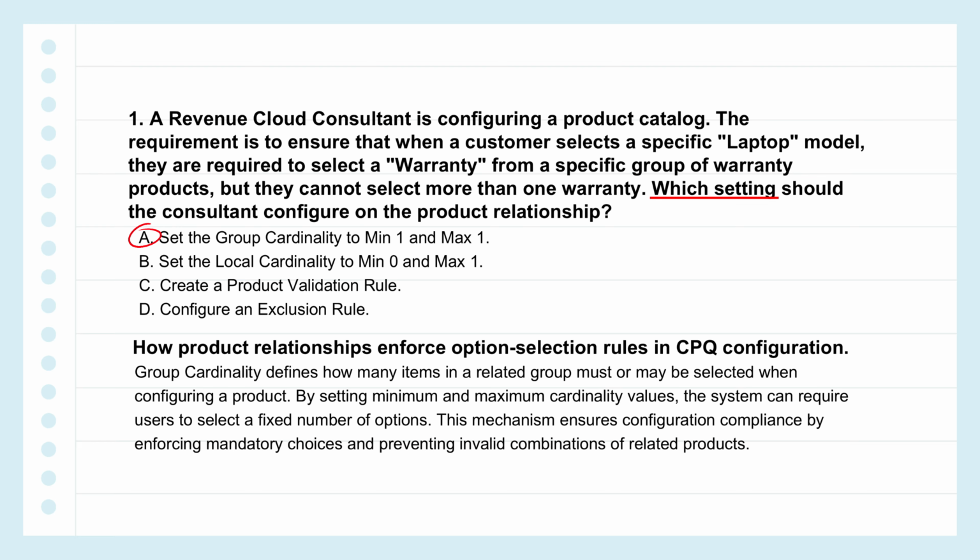Group cardinality is way better because it actually dictates the behavior of the configurator itself. The user interface actively guides the selection within that group, so it's actually impossible to finalize the configuration until those min-max bounds are met. So it's enforcement at the point of configuration, not just a check at the end. You got it. It controls the experience up front.